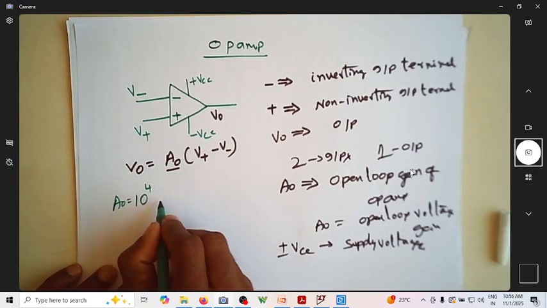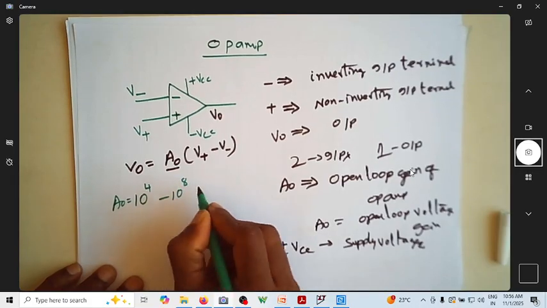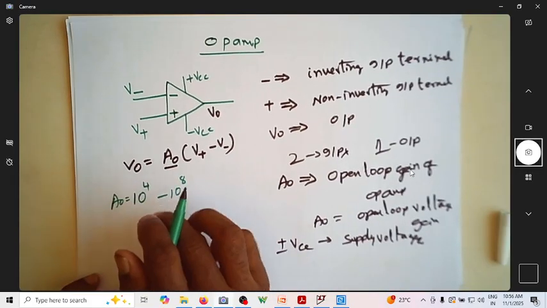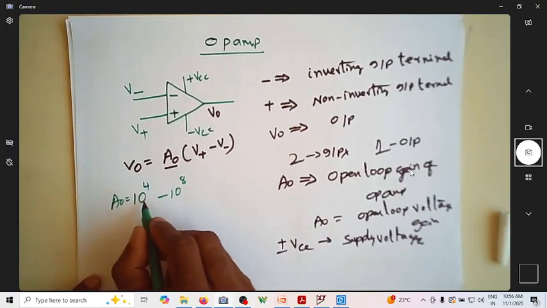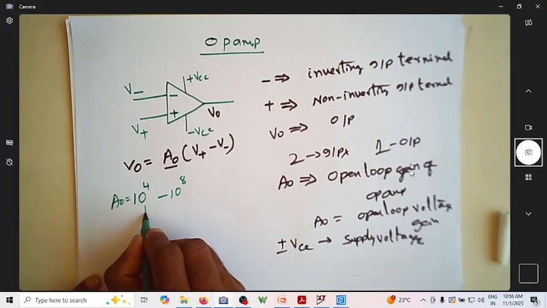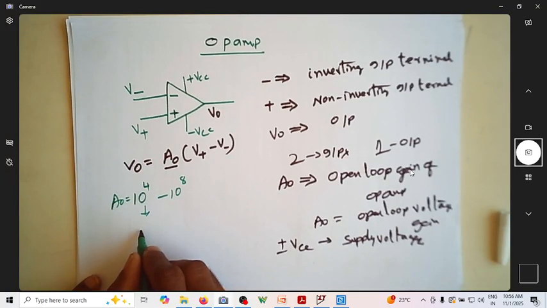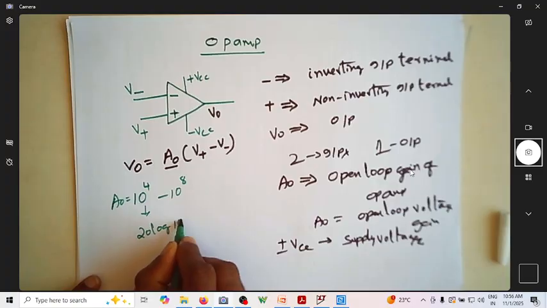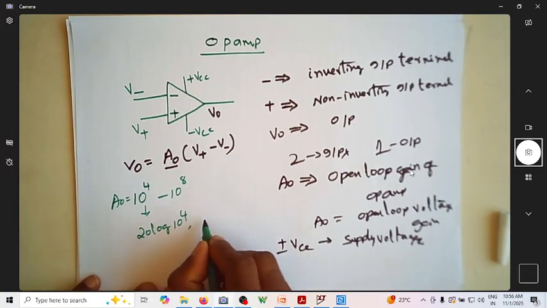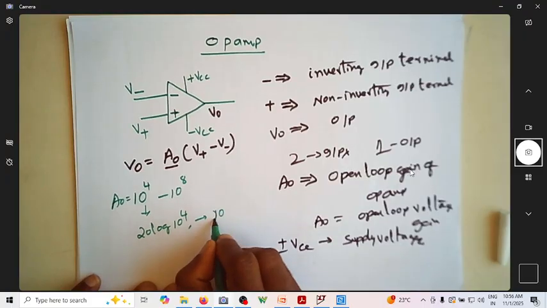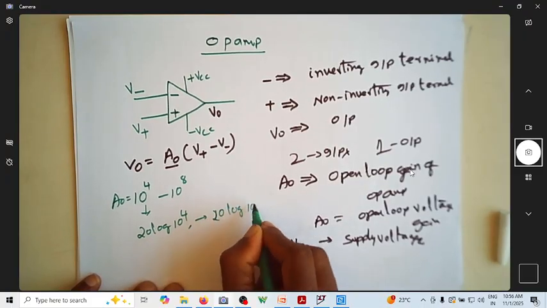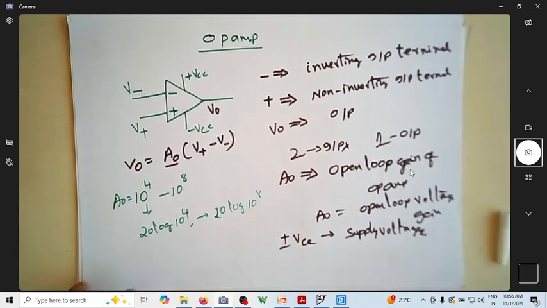Now typically this A naught value, which is the open loop gain, will be in the order of 10 power 4 to 10 power 8 as a voltage gain ratio. I can specify this in terms of dB as 20 log of 10 power 4 to 20 log of 10 power 8. This is a typical gain of the amplifier in terms of dBs.